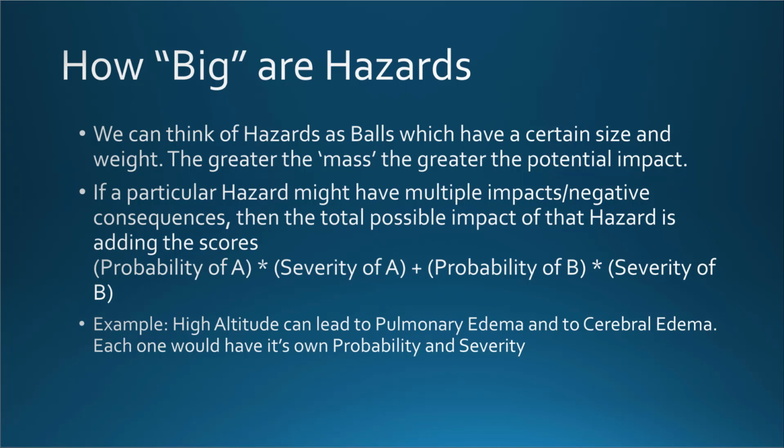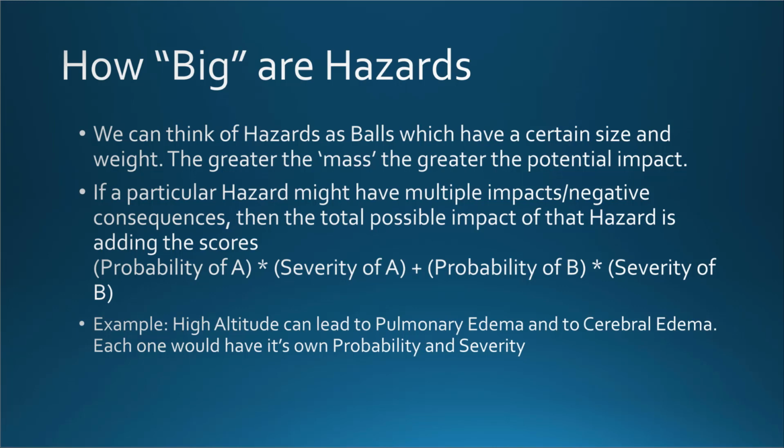It's also important to recognize that a particular hazard might have multiple impacts or negative consequences. And so when you're calculating the total impact of that hazard, you need to add those scores up. Let's say the probability of A happening because of condition X, hazard X. We take the probability of A times the severity of A, but also B can happen because of X. So we take the probability of B times the severity of B and we add those together.